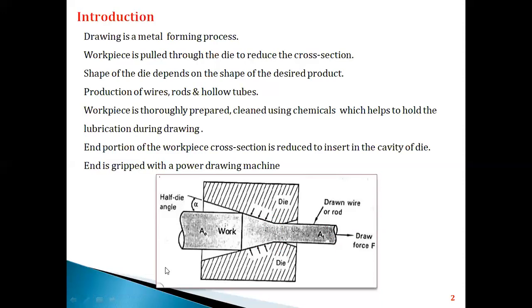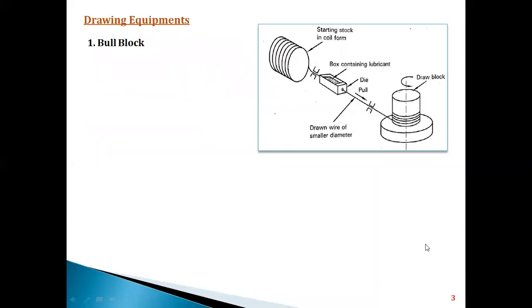Now the next important thing is that to draw these kinds of wires, rods and tubes, we need some equipment. Which are they? Let us see them. So initially, many times we use this equipment, which we call a bull block equipment. Generally this bull block equipment is used for drawing rods or wires of very long length.